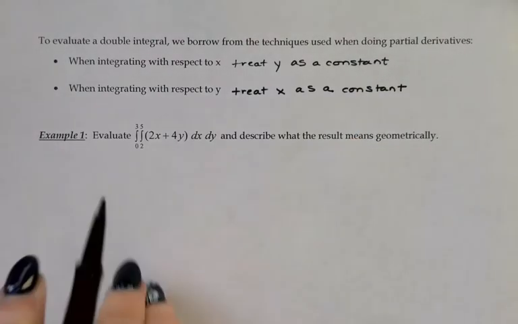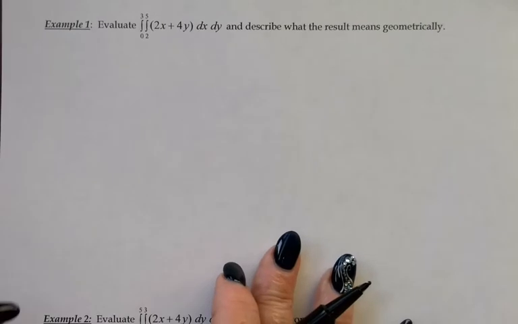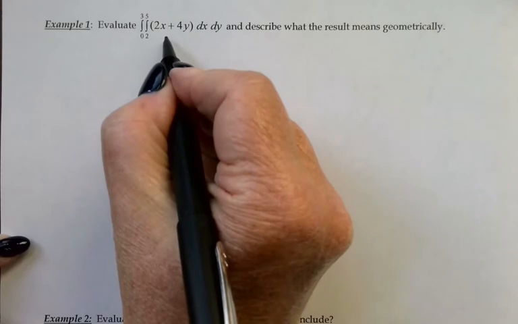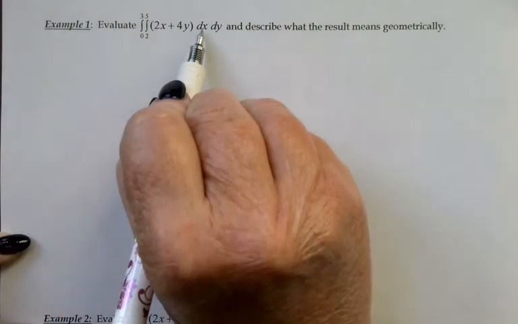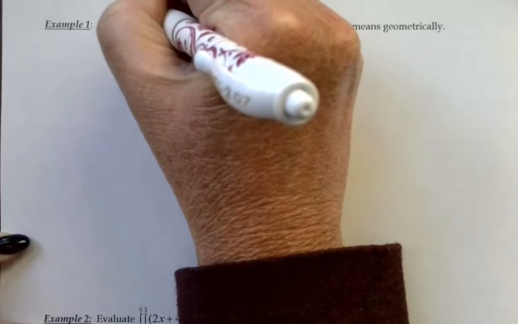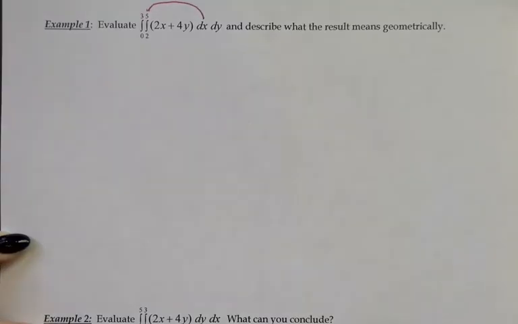So, we'll take a look at our first example here. I'd like to evaluate this double integral, and then we'll look at what it might mean. Remember what we said in the last video, that the integral gets evaluated from inside out. So I'm going to start at the inner differential, dx, and I'll do my first integral with respect to x. These limits of integration, the 2 and the 5, are the ones that refer to the x variable.